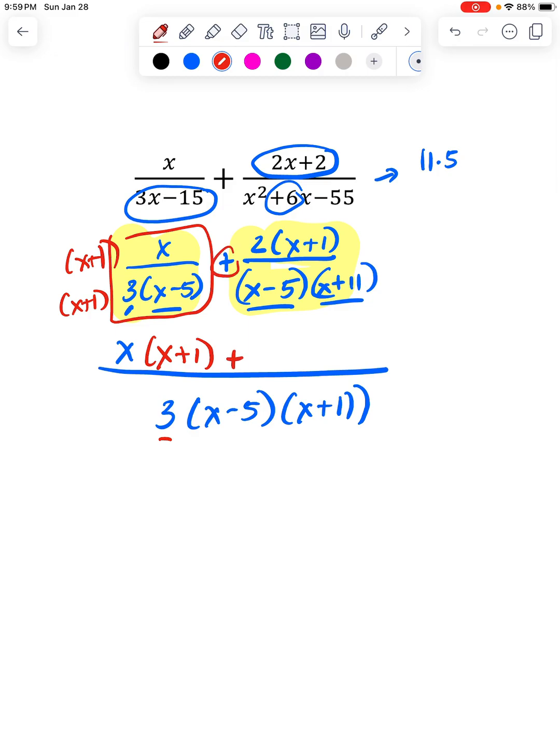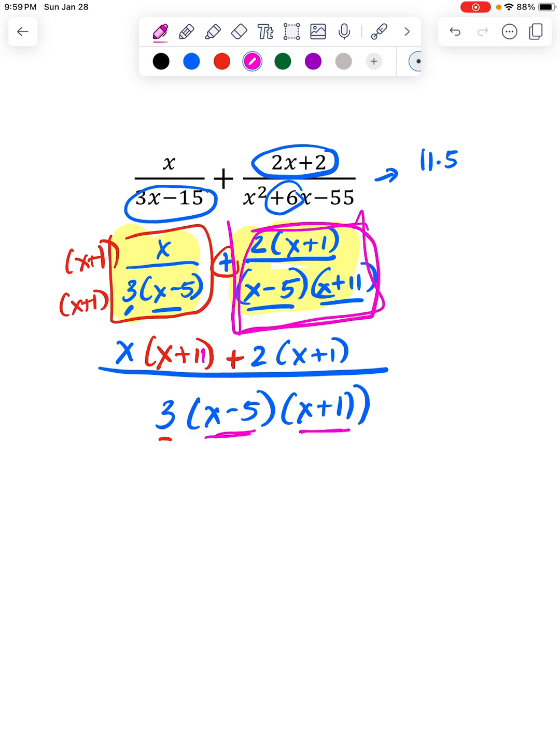Then I have my plus sign. I've got my 2 and my x plus 1 that were already up there. Now, if I look at this second part, that was already over the x minus 5, and it was already over the x plus 11. Oops, this should have been an 11. Sorry, I can't read my own writing. So in this one, this is already over the x minus 5 and the x plus 11, but it's missing the 3. So I'd have to adjust the bottom by 3, and that will require me to adjust the top by 3. So this gets multiplied by a 3.